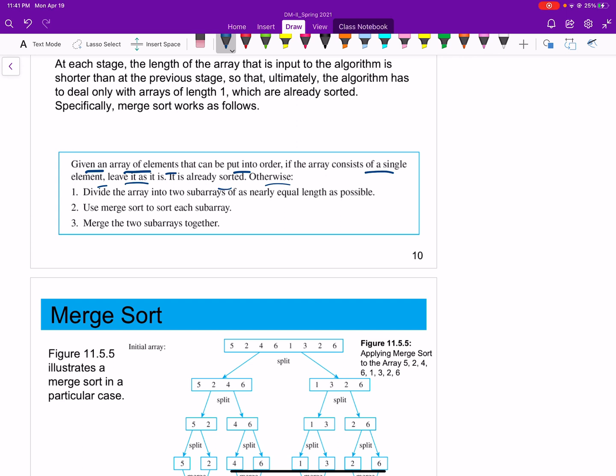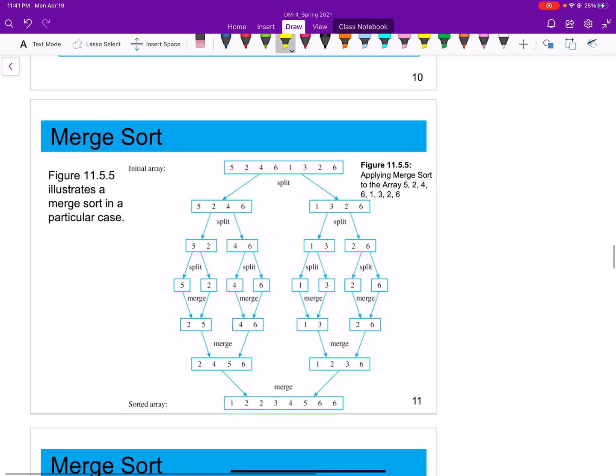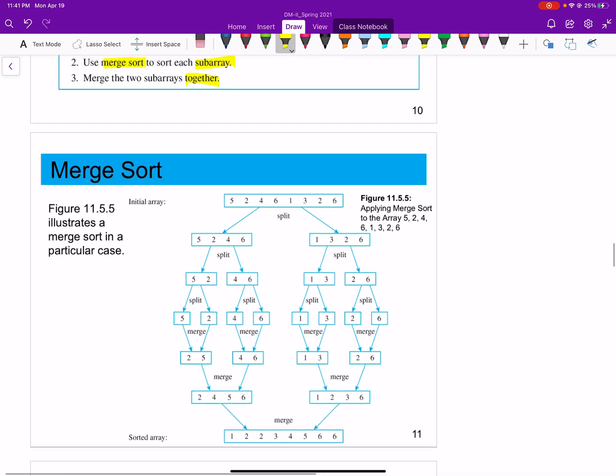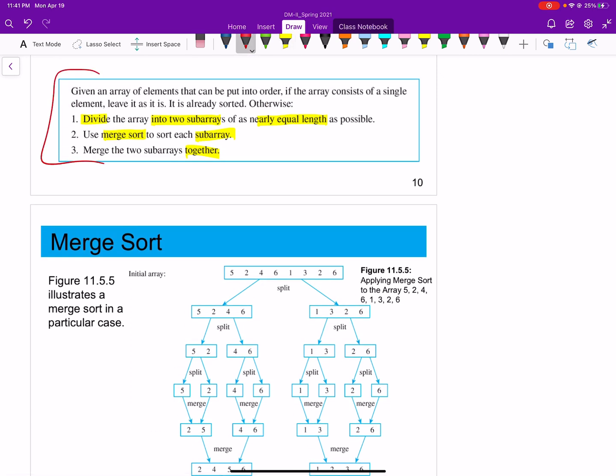Otherwise, you have to follow these 3 steps. The first step is to divide the array into 2 sub-arrays of lengths as nearly equal as possible. Then use merge sort to sort each sub-array. Then merge the 2 sub-arrays together. All right, so these are the 3 main steps in merge sort that are explained in this flow chart. So you can understand these 3 steps very well here.